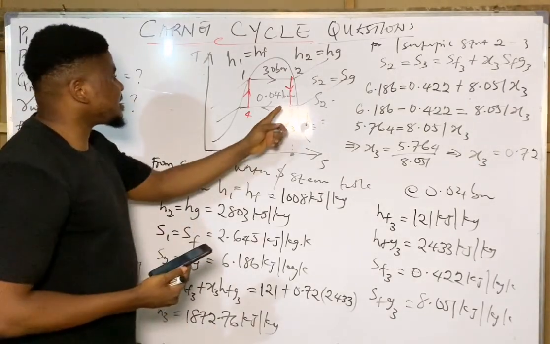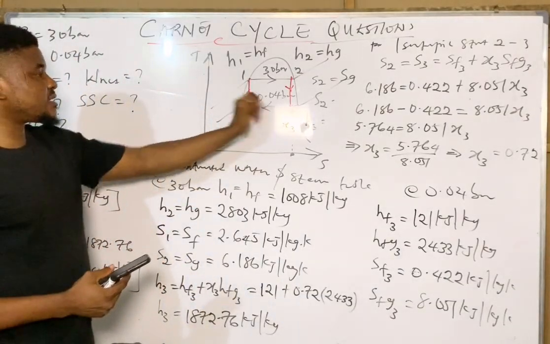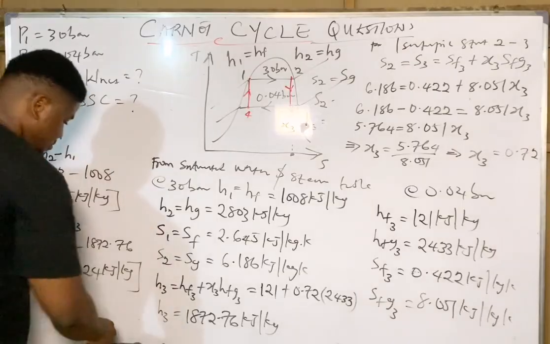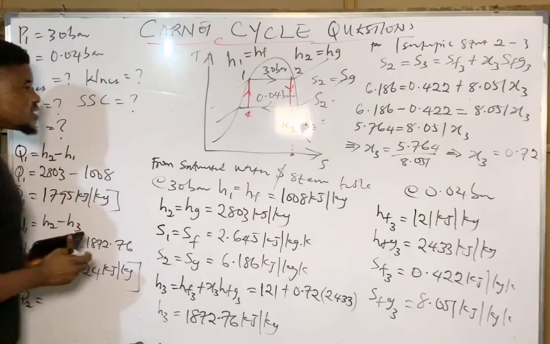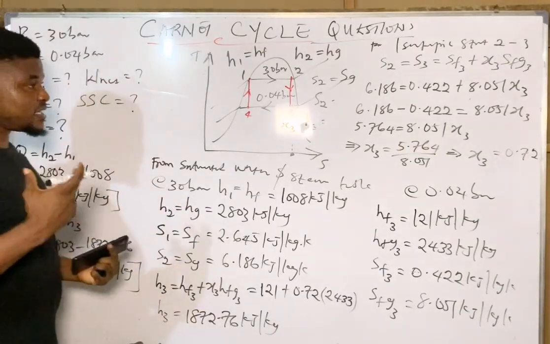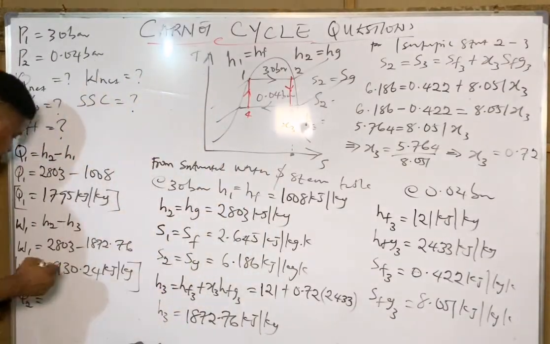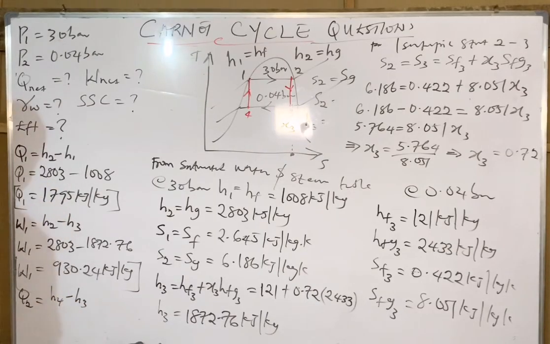Between state 3 and state 4, heat is removed by the condenser. So that heat removed is what we are going to be looking for right now. The heat removed is Q2, and since heat is removed, it's going to be negative. When heat is removed from the system, it becomes negative. So it becomes H4 minus H3. We know what H3 is. Now we need to find H4.